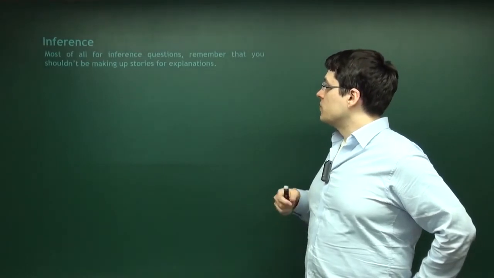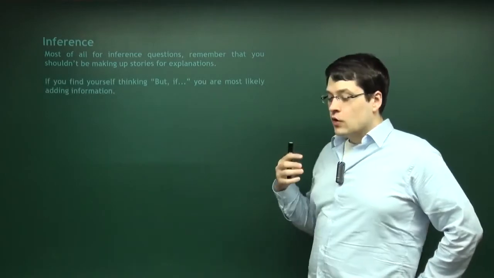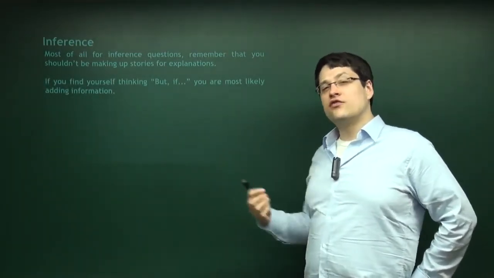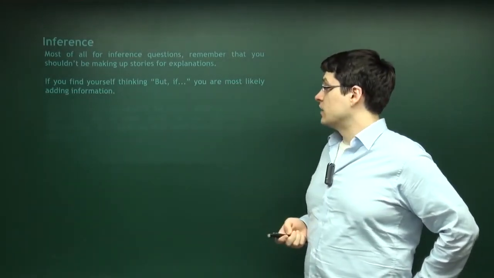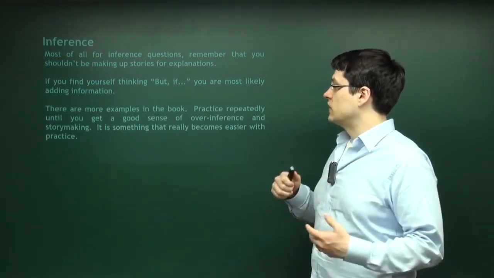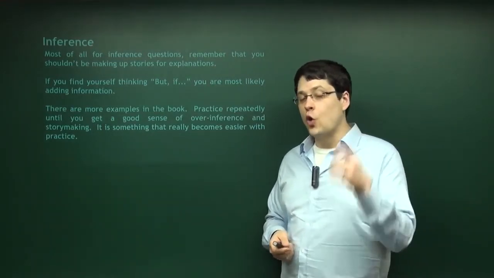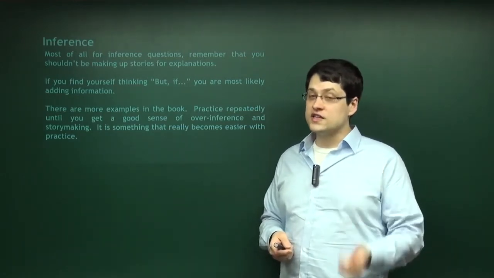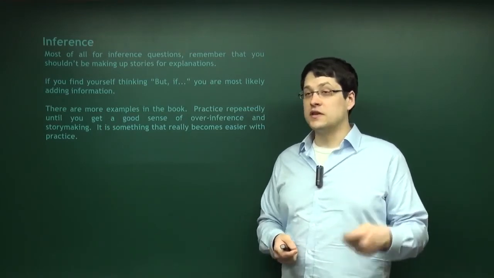For inference questions, remember, you shouldn't be making up stories. If you find yourself thinking, okay, well, this one isn't in the text, but if this happened, then this would be right, then you're over-inferring. You're adding information. And there are more examples in the book talking about these kinds of things. Don't over-infer, don't make up stories for what's going on in the text. Look only at the words that you're using. Remember, all the answers are provable or disprovable by information that is in the text. If you don't see a support, that means it's wrong.